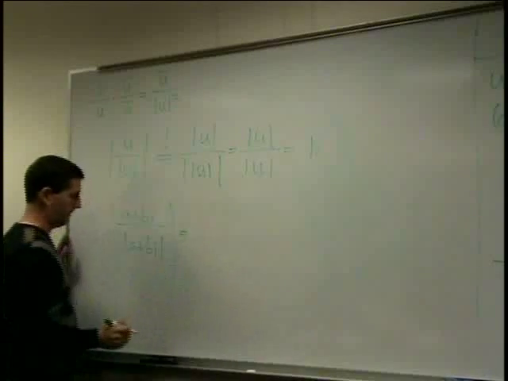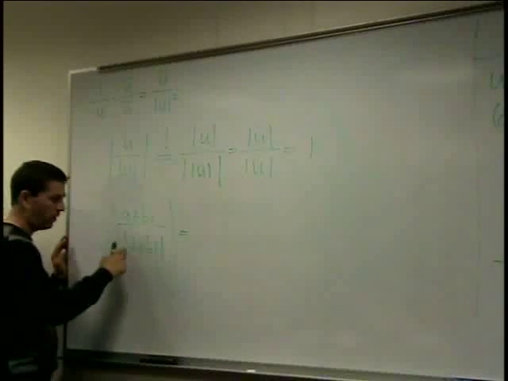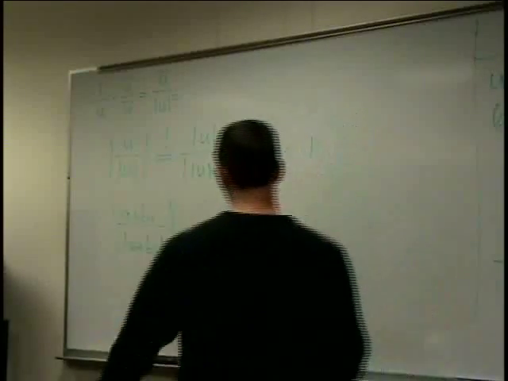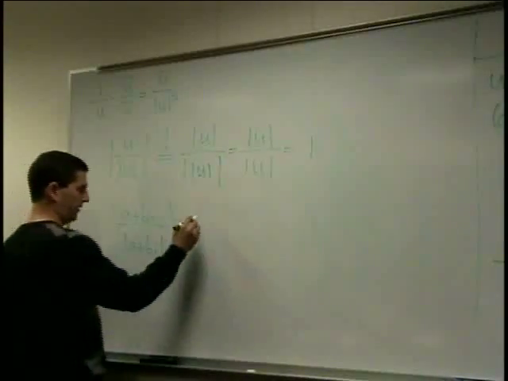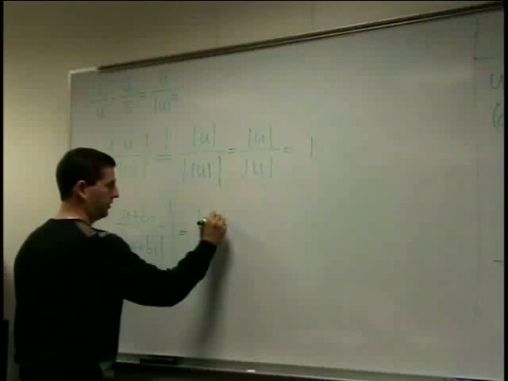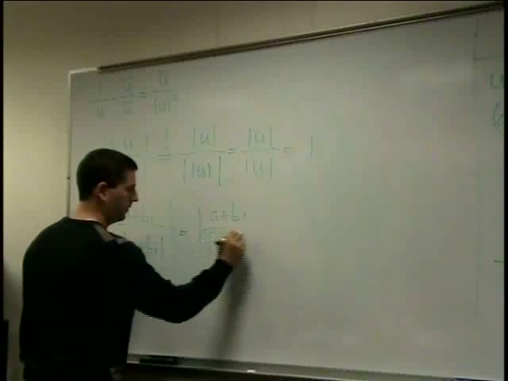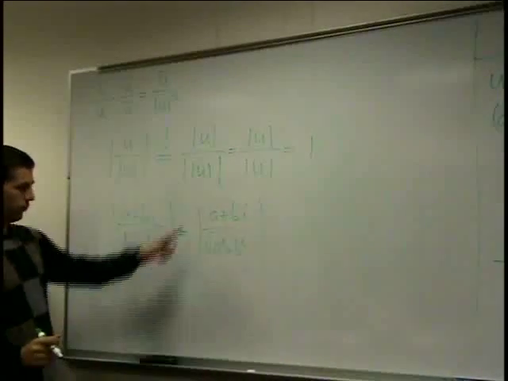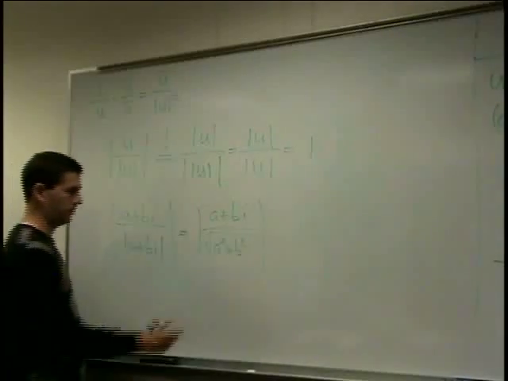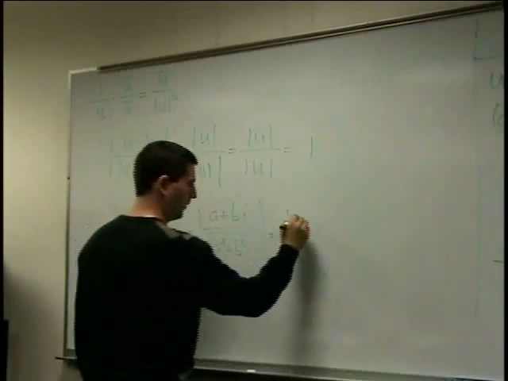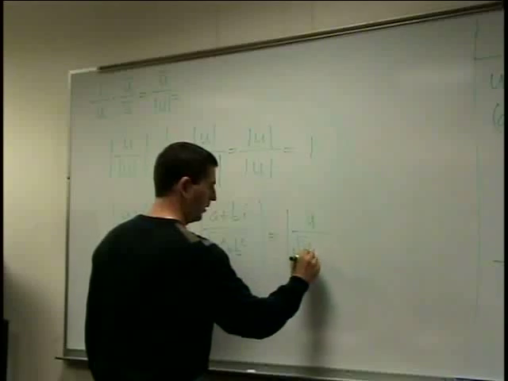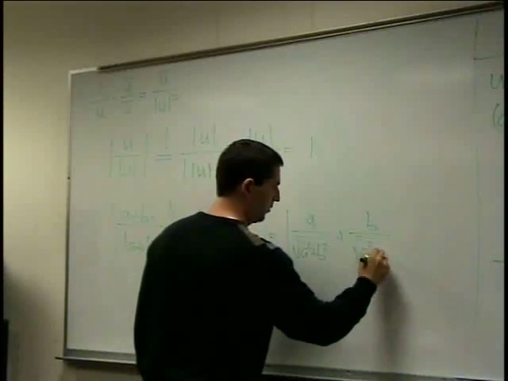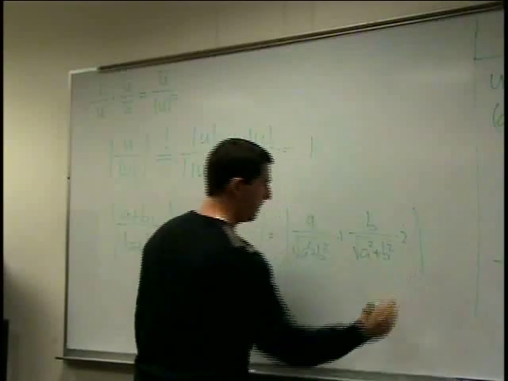Okay, well, let's see. The norm of a plus bi, we actually know what that is. It's the square root of a squared plus b squared. So I can actually write this as a plus bi over the square root of a squared plus b squared. And then I can break this up into two fractions: a over the square root of a squared plus b squared, and b over the square root of a squared plus b squared, all times i.